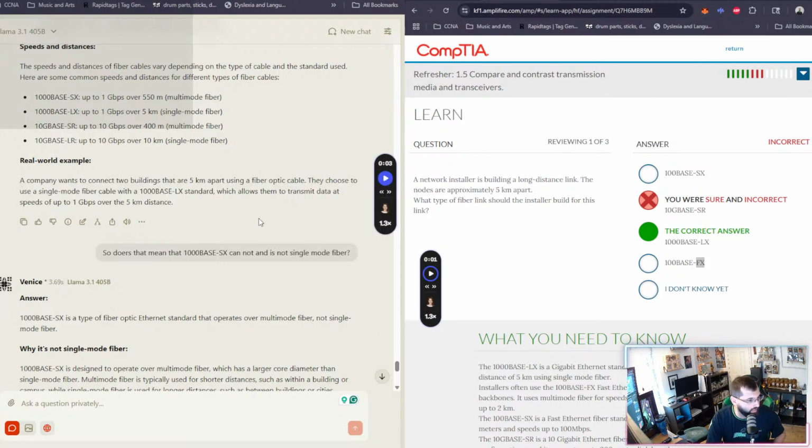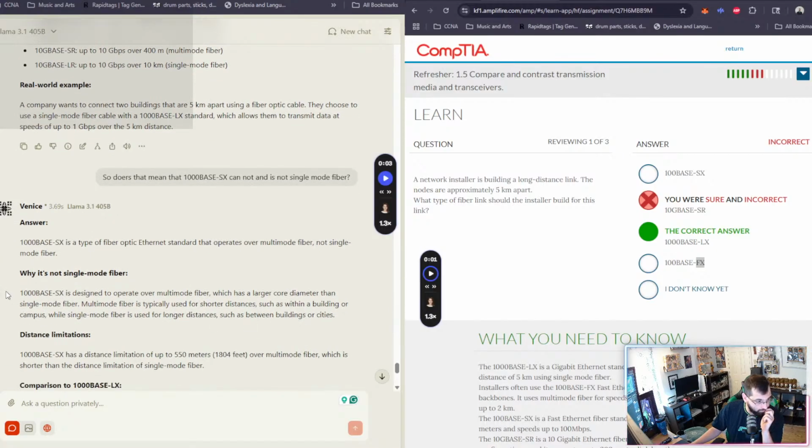A company wants to connect two buildings that are 5 kilometers apart using a fiber optic cable. They choose a single mode fiber cable with a standard of 1,000 base LX, which allows them to transmit data at up to 1 gig for 5 kilometers. I'm starting to understand.